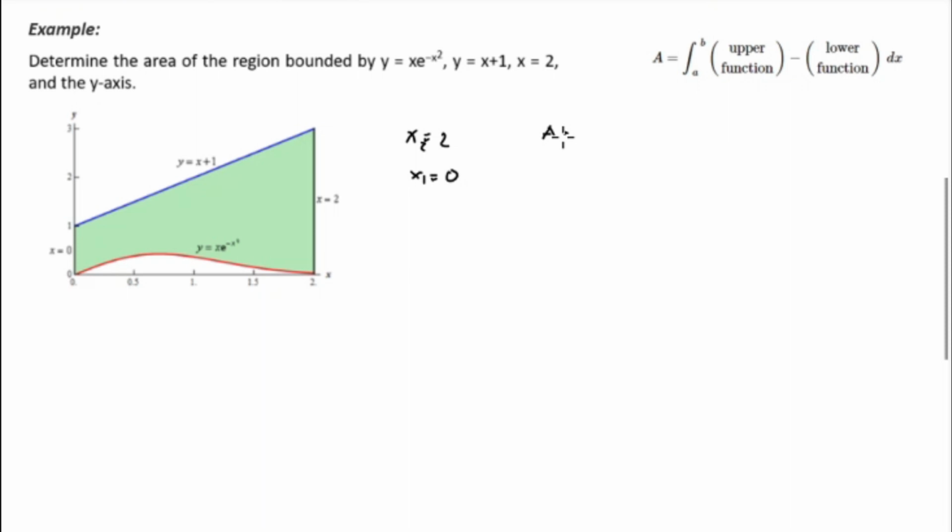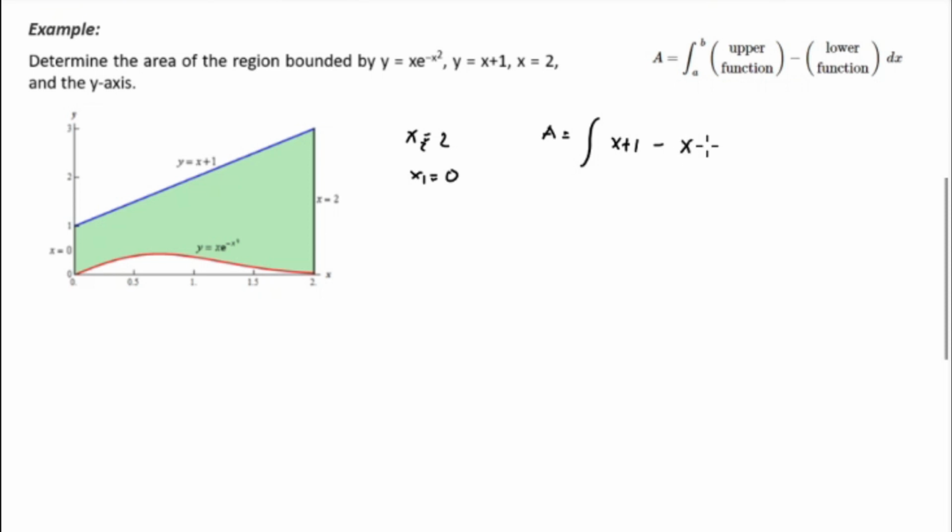Area is equal to the integral of the upper function, which is the line y equals x plus 1. So we have x plus 1 minus the lower function, which is y equals x e to the negative x squared.